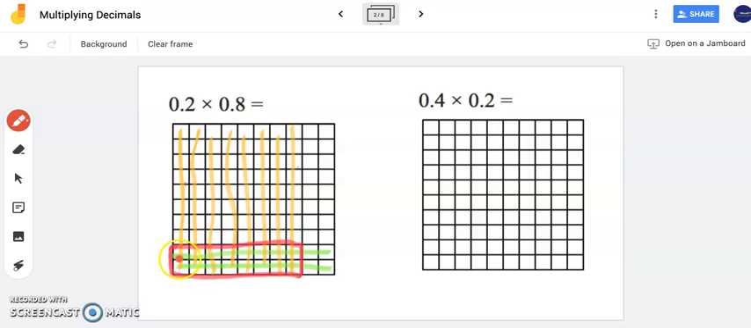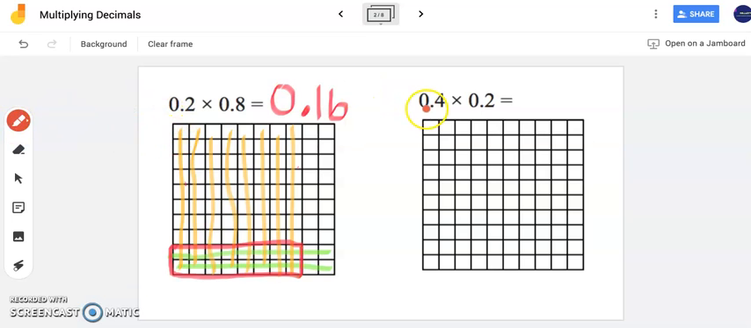Now if I was to count these boxes, I have 16 boxes, but notice it's 16 out of the 100 total boxes I have. So really when I'm counting, I have 1 hundredth, 2 hundredths, 3 hundredths, and so on up to 16 hundredths. So to represent my answer to this problem, it would simply be 16 hundredths.